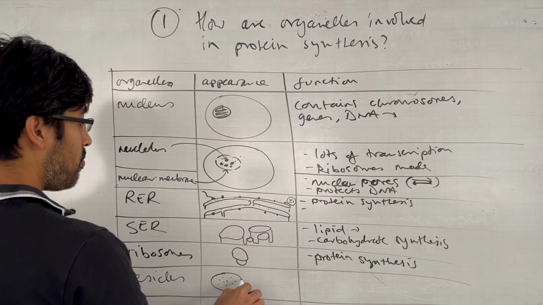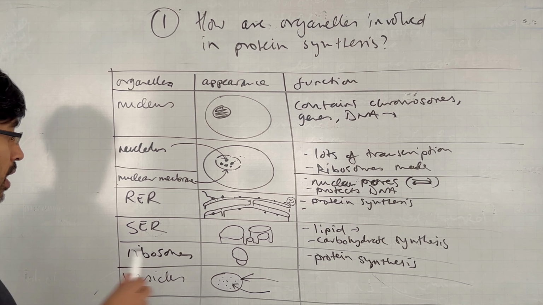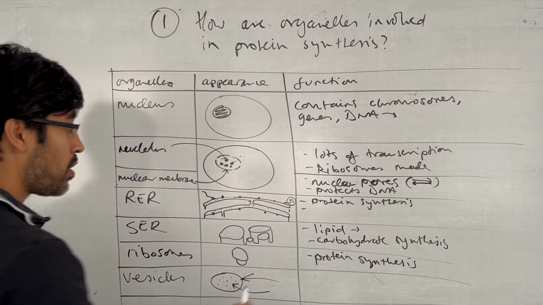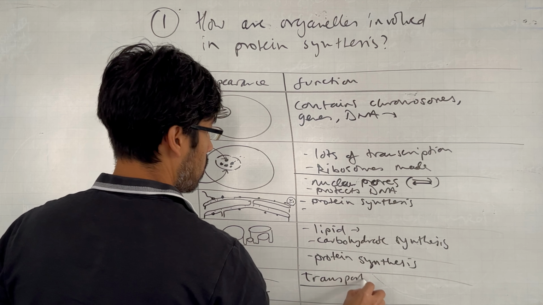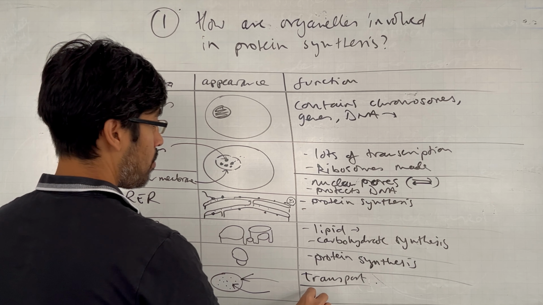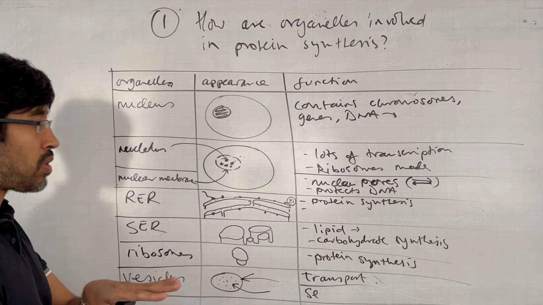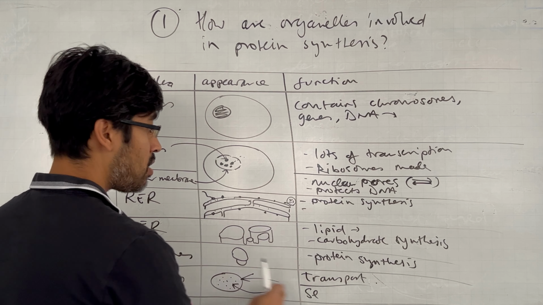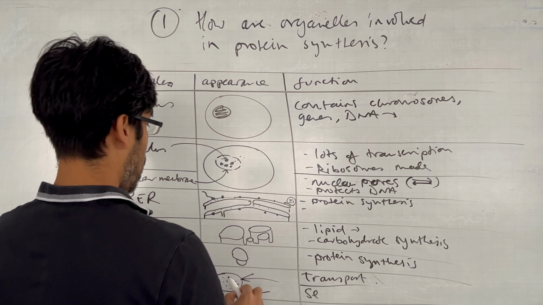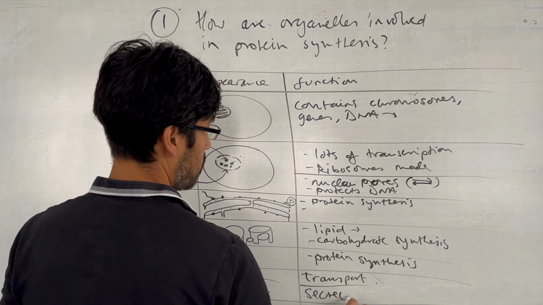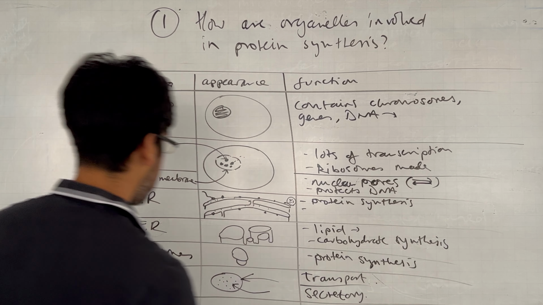Okay, so vesicles have their membrane part and they have their contents part as well. And there are different types of vesicles. So you have transport vesicles, and you have secretory. Transport vesicles take things from the rough endoplasmic reticulum to the Golgi apparatus, and the secretory vesicles take stuff from the Golgi apparatus to the cell membrane. Okay, transport and secretory.